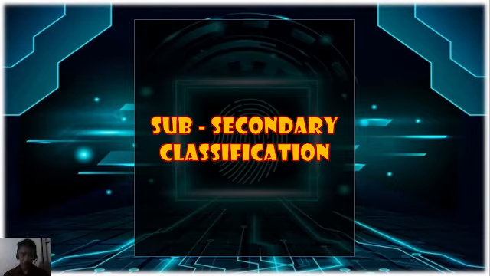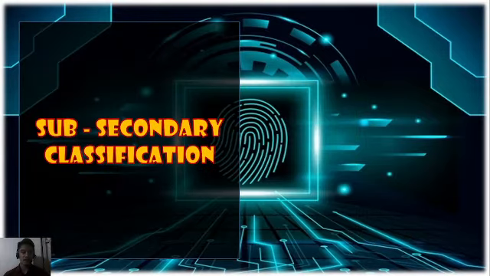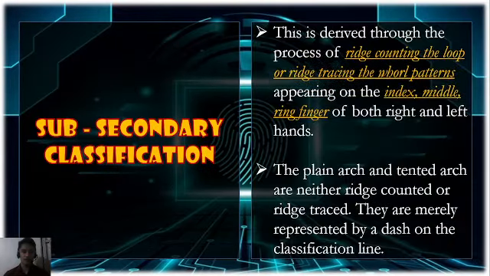So we have here now on the sub-secondary classification, what fingers are involved. We are going to focus on the three fingers. So ano yung mga yon? Ang focus na po natin ngayon is the index, the middle, and then the ring finger. Both hands po yan, both right and left hands po. So ano yung ilalagay natin sa classification line?